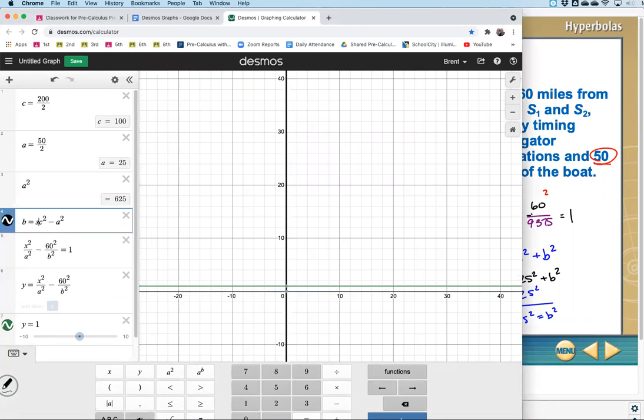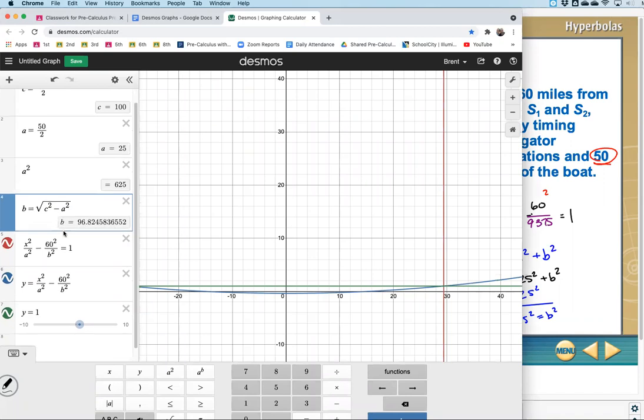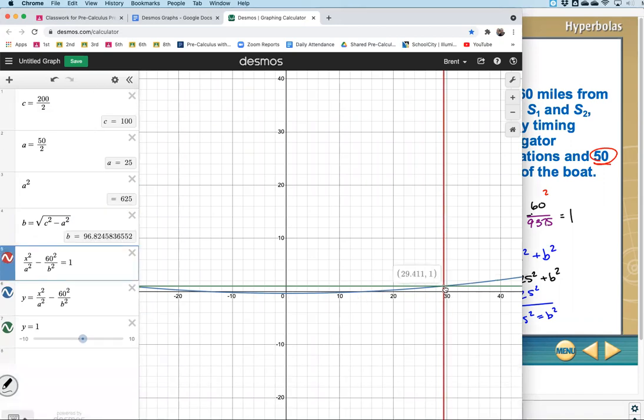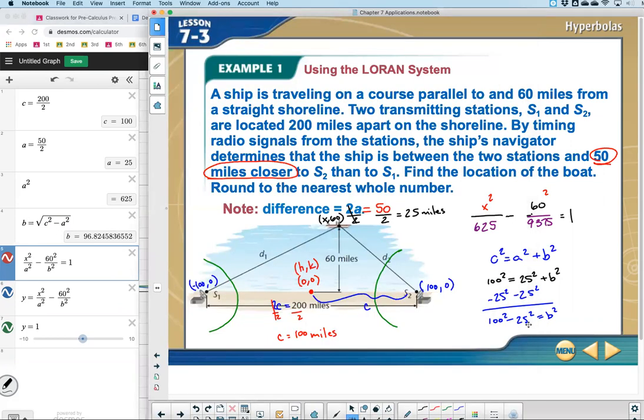C squared minus A squared is, oh, that's B squared. I need to do this real quick. The square root of this would be B. Whoops. Let me cut this. There we go. That's B squared. And so when I look at this, B is 29.4 miles. So I needed to square root. That was B squared. That number is correct.